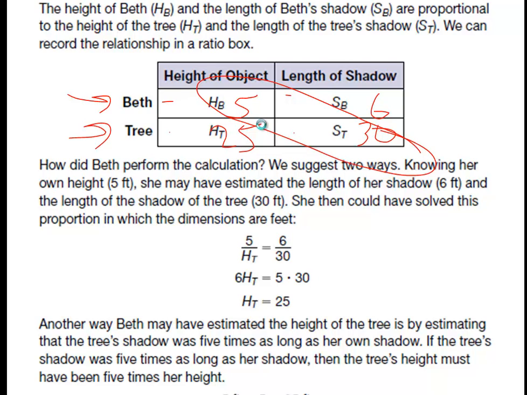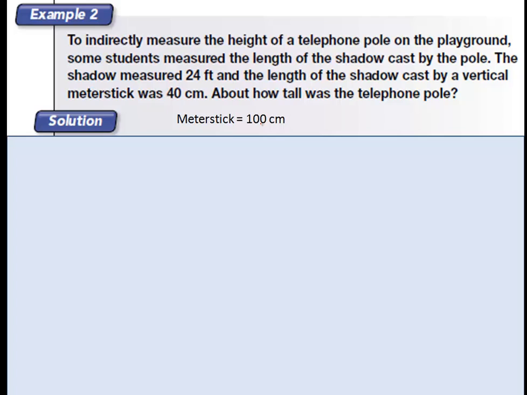All right, so let's try a couple of these. Okay, so to indirectly measure the height of a telephone pole on the playground, I'm going to go ahead and draw my telephone pole here. Some students measure the length of the shadow cast by the pole. The shadow measured 24 feet.